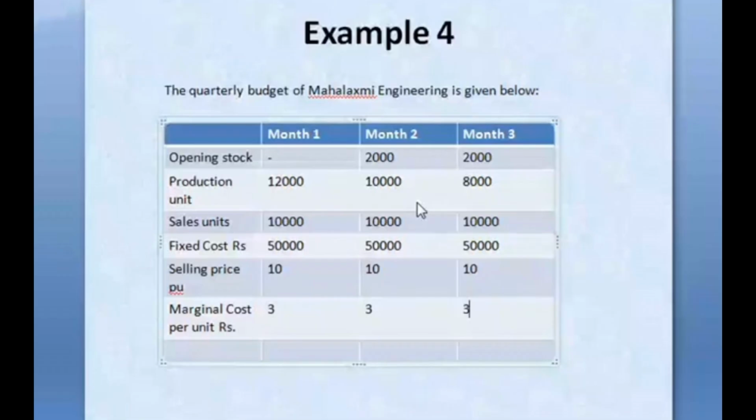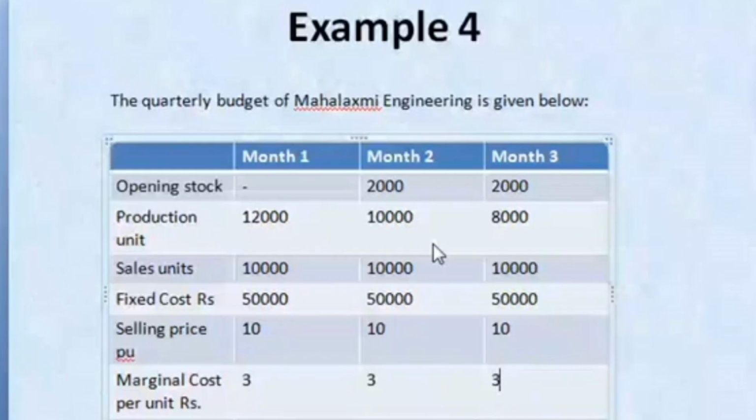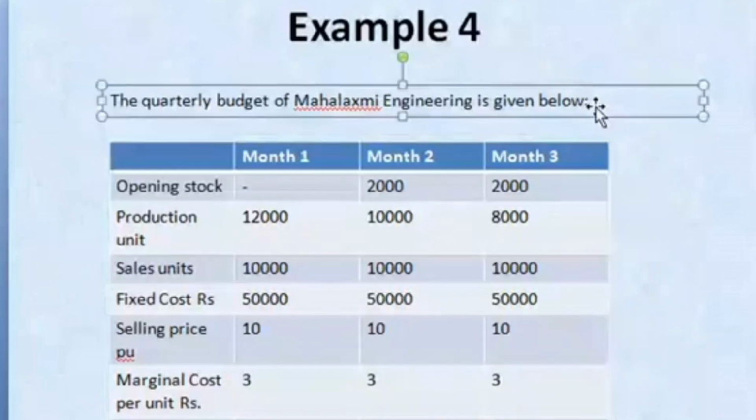So this is the information with us. Prepare the statement, calculate profit for each month and total profit for 3 months using absorption costing. The absorption rate under the method is determined on the basis of normal production of 10,000 units. So budgeted production is 10,000.